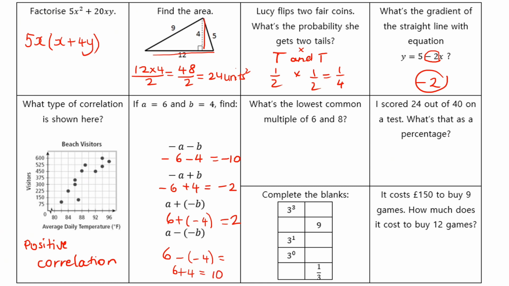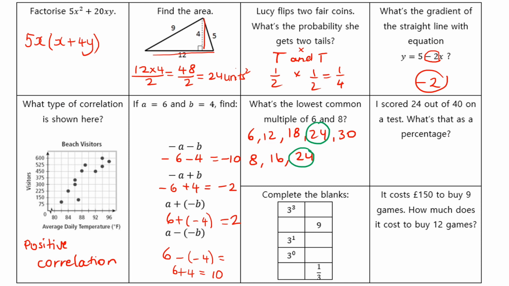What's the lowest common multiple of 8 and 6? Okay, for 6, 12, 18, 24, 30, and so on is what I have. For 8, multiples of 8 are, oh, it was 24 then. The lowest common multiple in between these two numbers is 24.